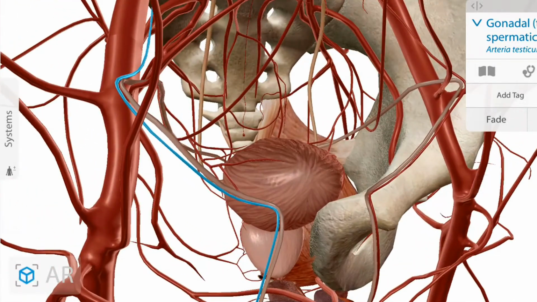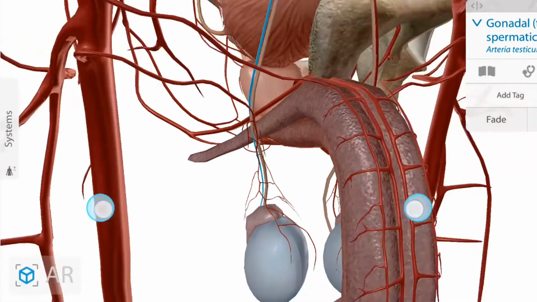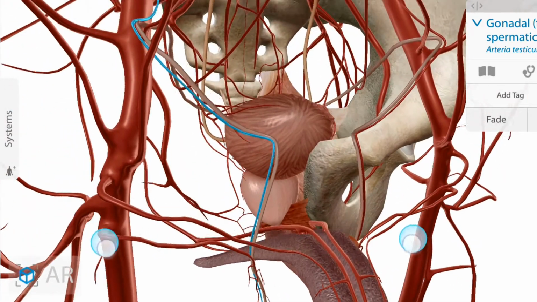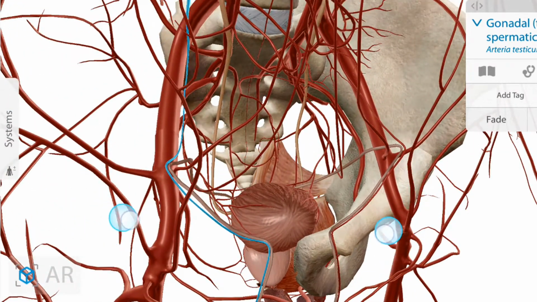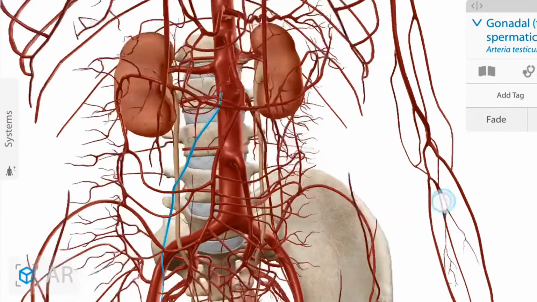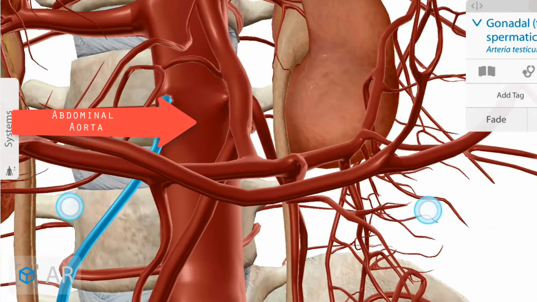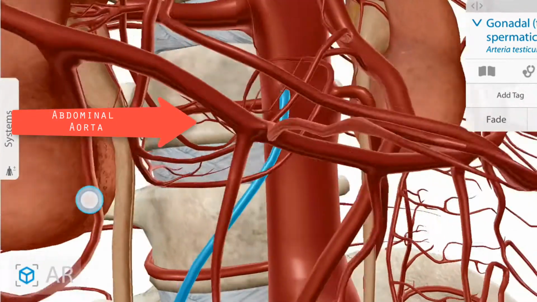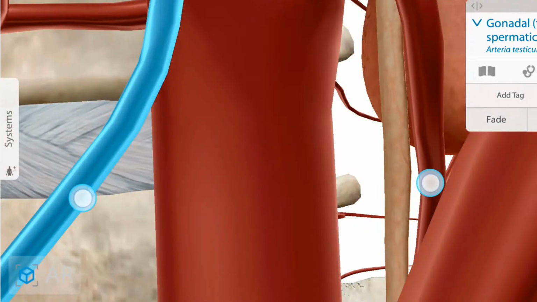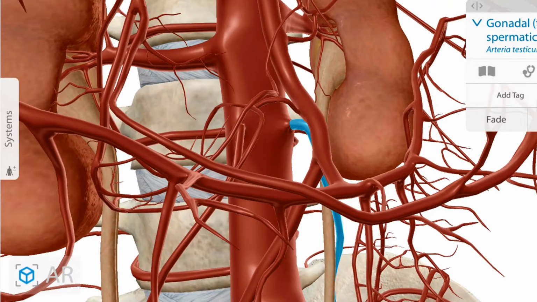If you can see, this is going to the testis and arising from the lateral margin of the abdominal aorta. See, this is its right testicular artery, and here it is the left testicular artery. So the testicular artery is the direct branch of the abdominal aorta.